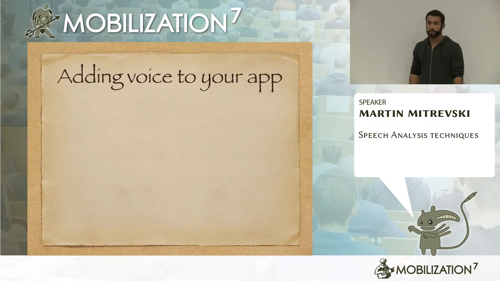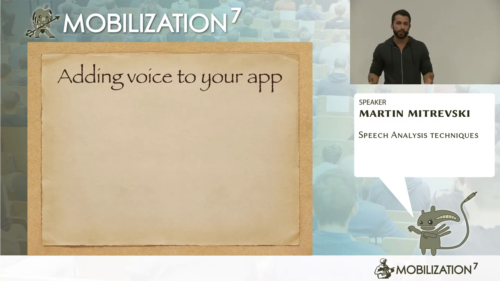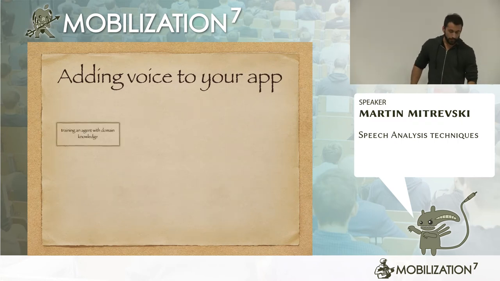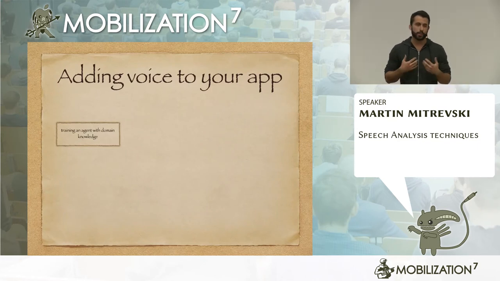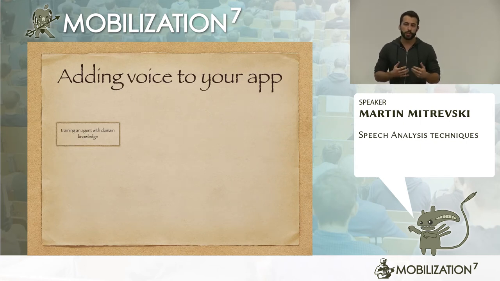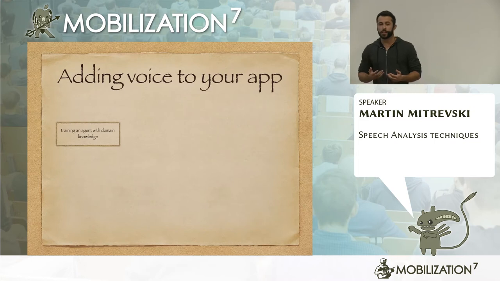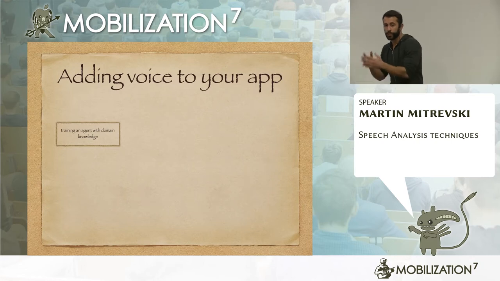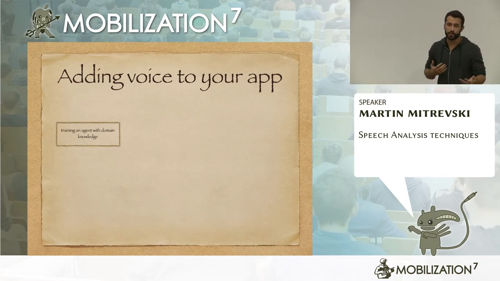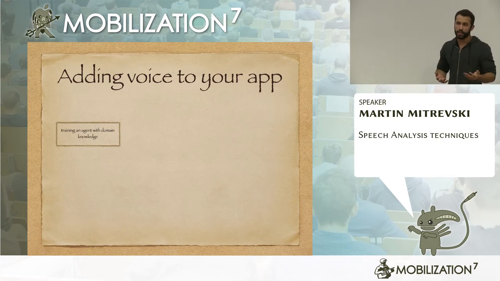Okay, so let's see how we can add voice to our applications. So what we need to do first? First, we need to create some agent that will represent our application. And we need to train this agent with a certain domain knowledge which is specific to our application. So for example, if I'm building a grocery list, and this grocery list needs to understand whether I want to add products to the list, whether I want to mark them as bought, or maybe I don't need them anymore and I'm removing them, then I have to train this agent with that knowledge.